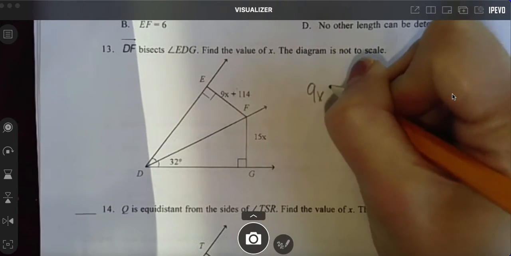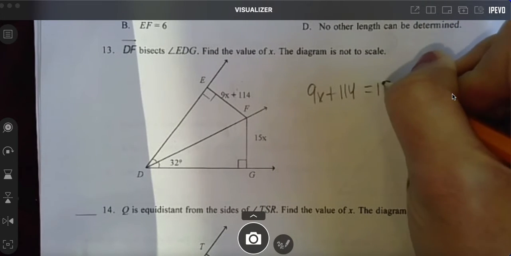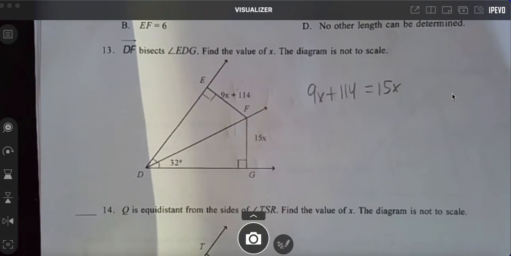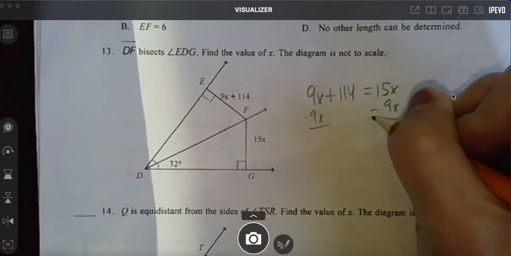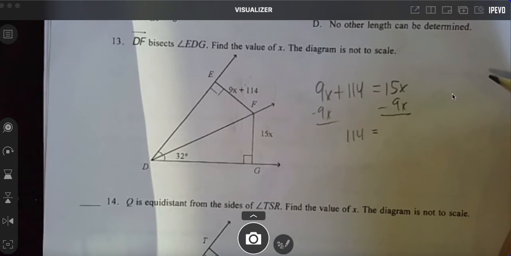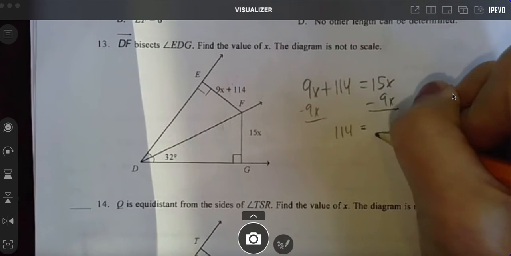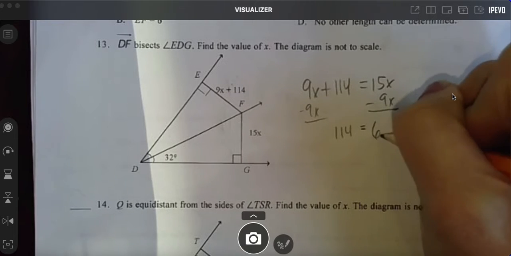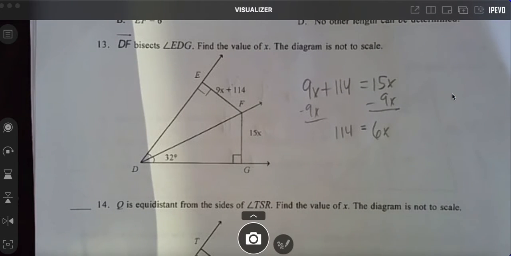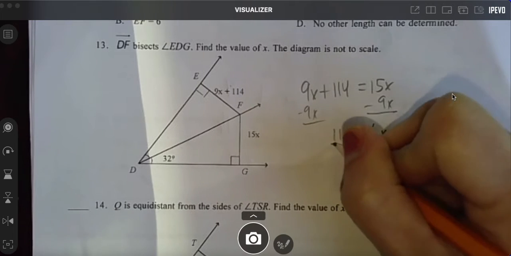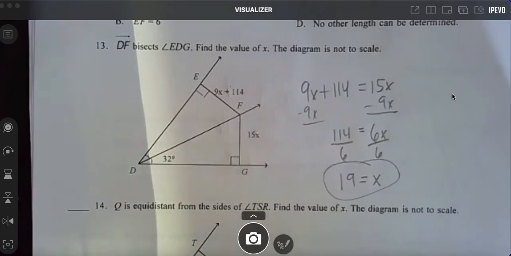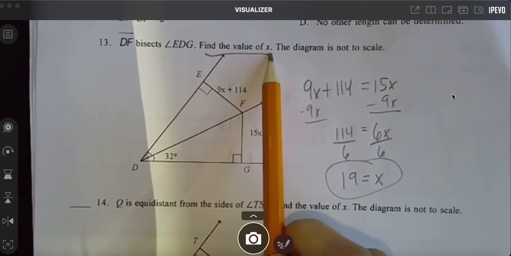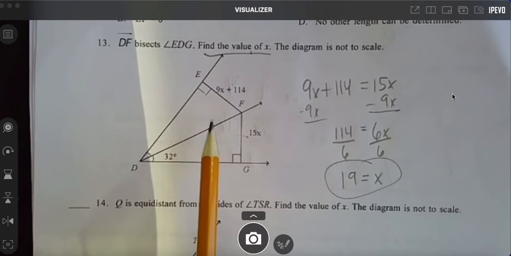So we have 9x plus 114 equals 15x. How would I solve that? Move your 9x. So I'm going to subtract it. So I get 114 equals, what's 15x minus 9x? What do we get? 6x? Yes. Okay, then what do I do? Divide both sides by 6. And what do we get for x? 19? All right, there we go. And that's what it was asking for. You know, sometimes you need to go back and see, did they want the length of that or did they want x? Well, they just wanted x.